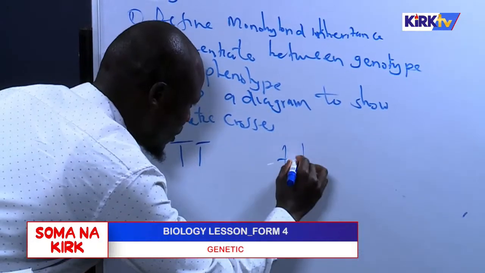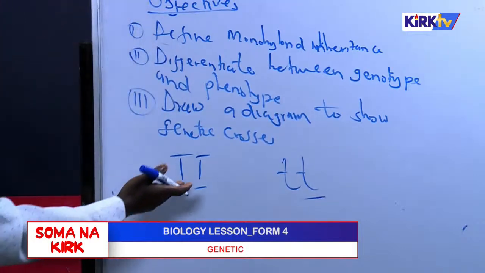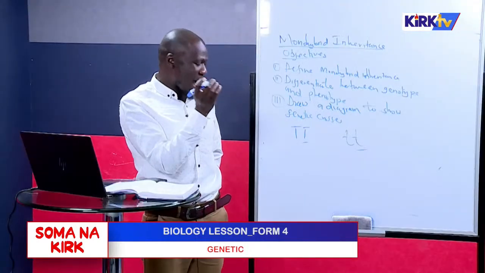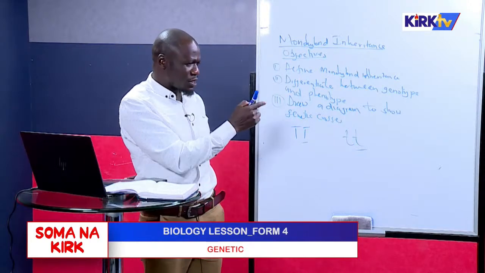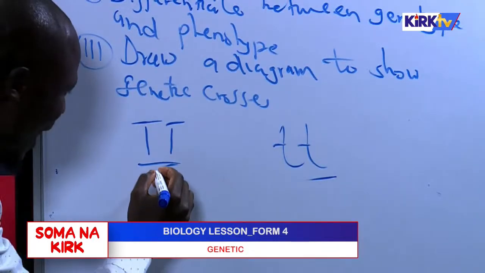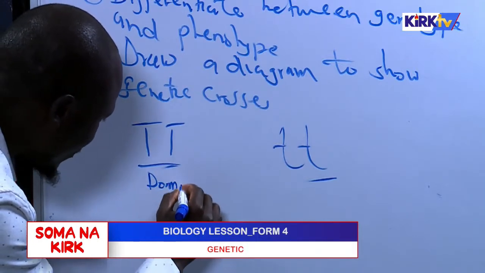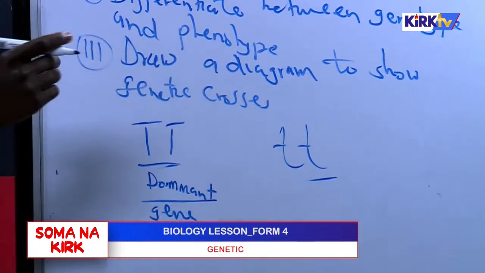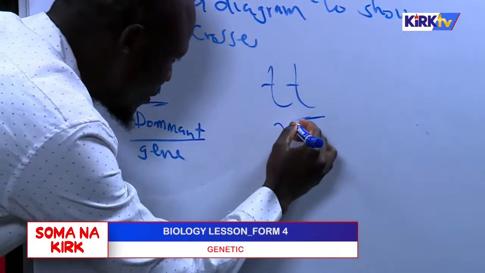and small t. This is the uppercase, this is the lowercase. The capital T is a gene that controls the height, as well as the small t is another gene that is controlling height. But what is the difference? The difference only comes in whereby one is dominant. The one that is represented by a capital letter, we call it a dominant gene. And the one that is represented in small letter, we call it a recessive gene.